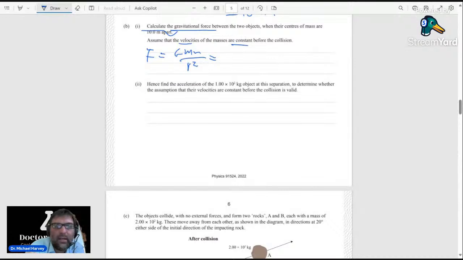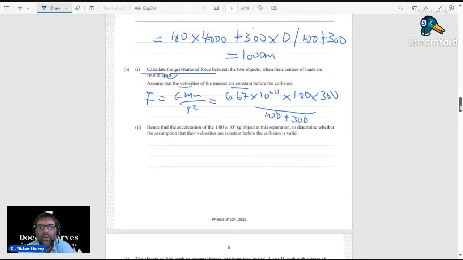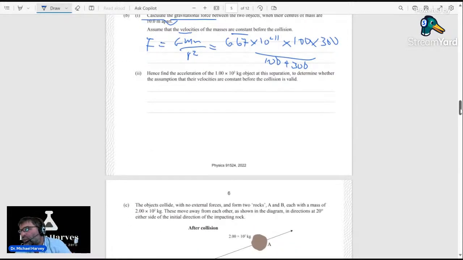Yep, so we just plug in the numbers again. So the universal constant, which will be given in the exam, 6.67 times 10 to the negative 11, times the big mass, which is 100 times 300 divided by 100 plus 300. Actually, it's not really the big mass, is it? Because it doesn't really make a difference for this particular example what mass you use. It's interchangeable anyway. 100 times 300 and 300 times 100 is the same number anyway. Divided by 400.